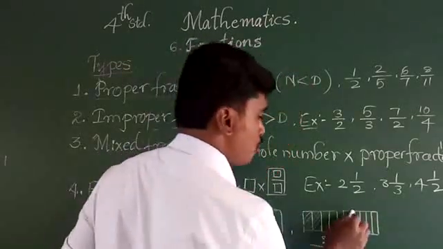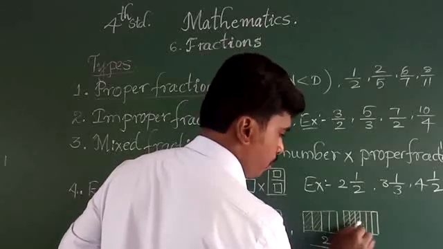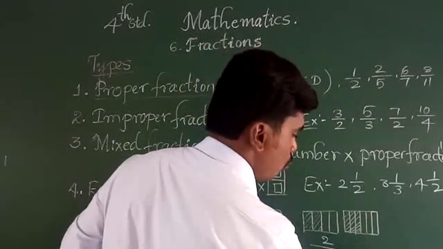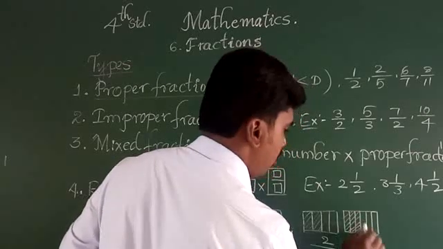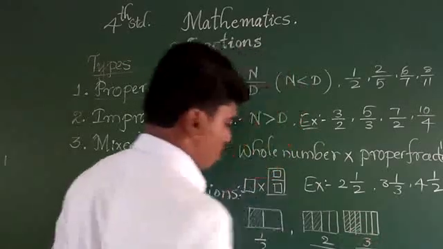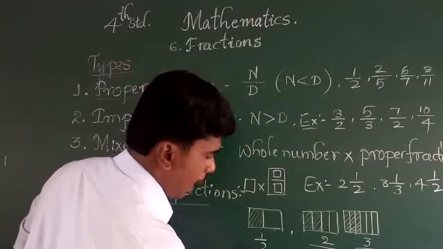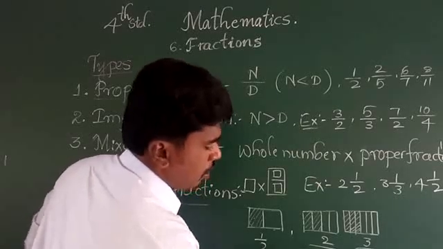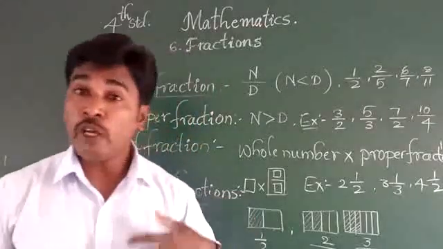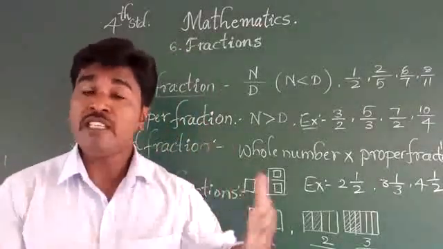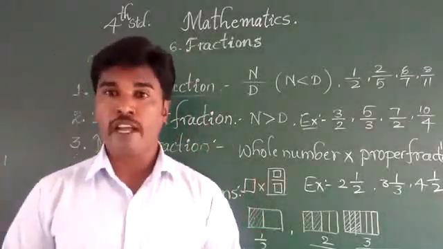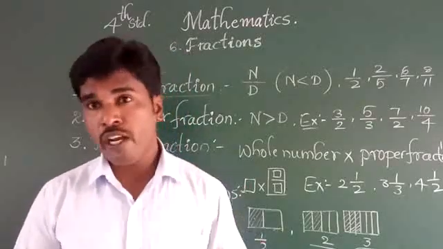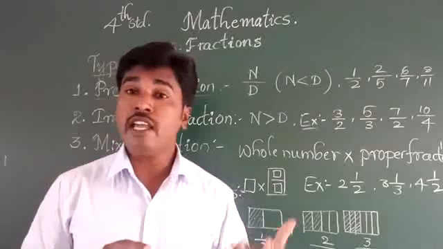Here I am going to shade 3 parts. How to write in fractional form? Total number of parts are 6 and shaded parts are 3. So 1 by 2 and 2 by 4 and 3 by 6, these fractions give the same meaning. So these are called equivalent fractions, for any two or three fractions which give the same value.